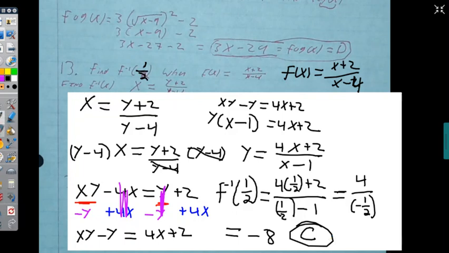Wait, how'd you get negative? Okay, so my last part I got 4 divided by negative 1/2. And 4 divided by negative 1/2 is negative 8. Because once I found the inverse, I had to plug in 1/2 for x, because it told me to find the inverse of 1/2 as the input.